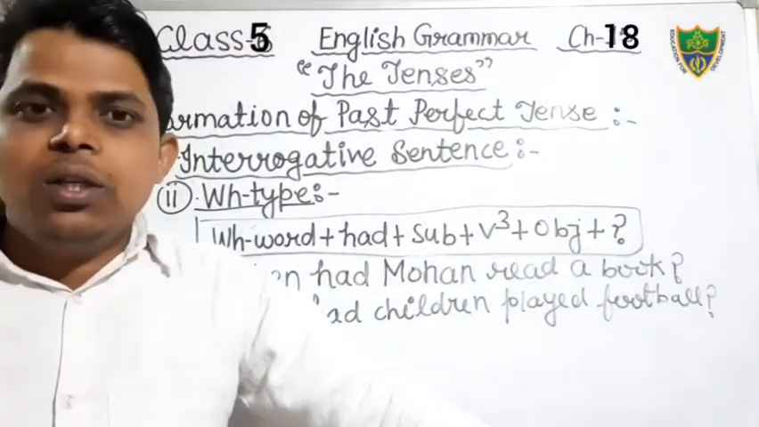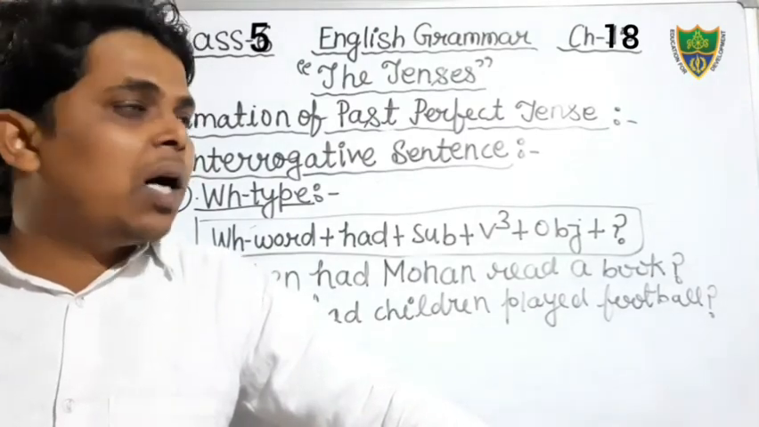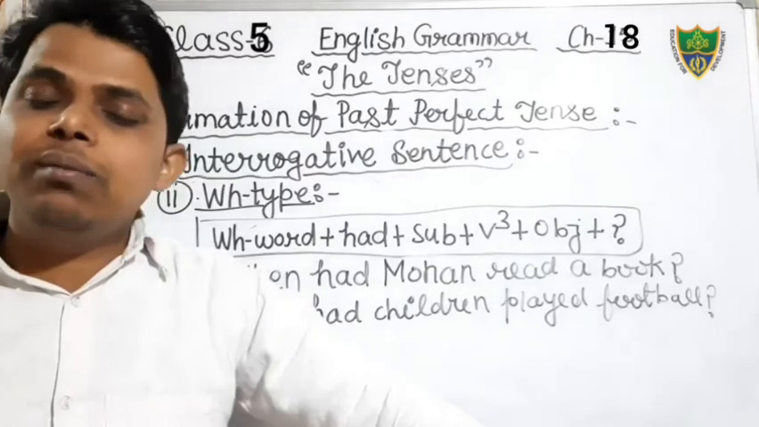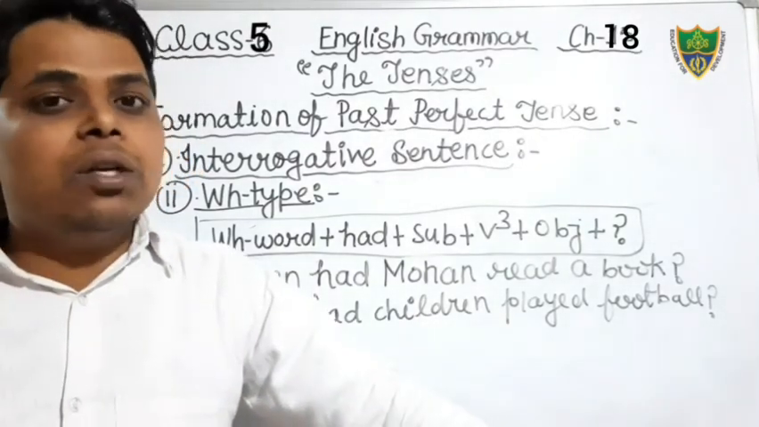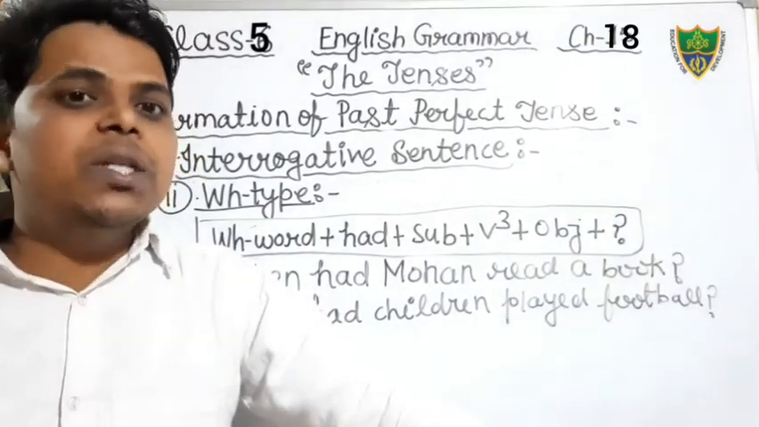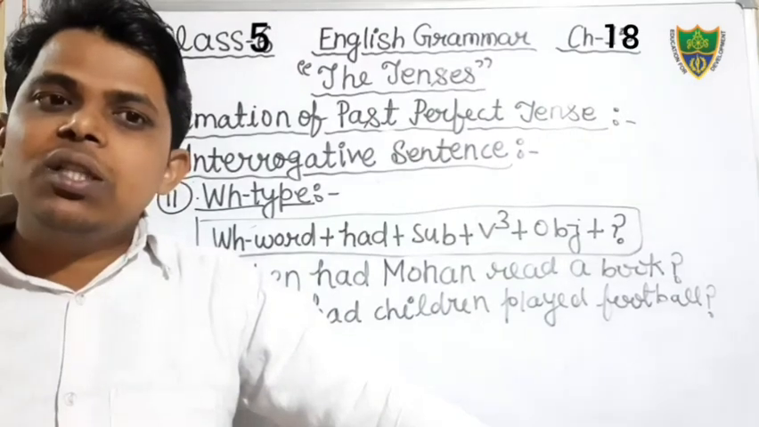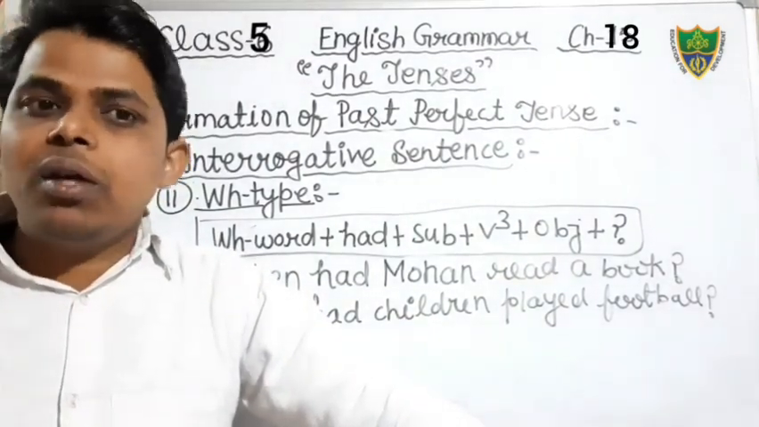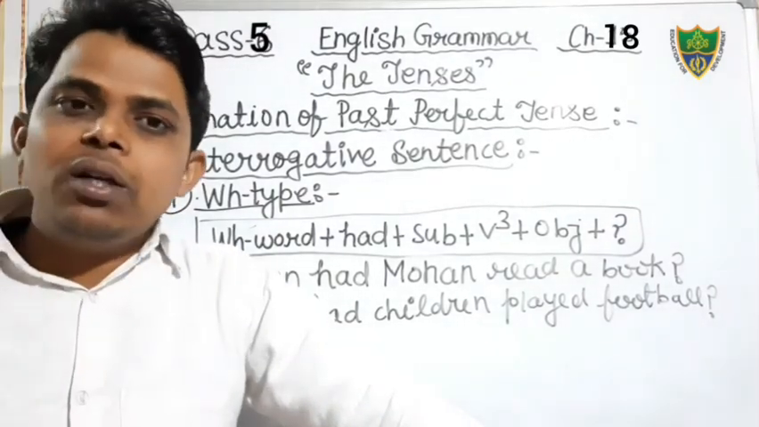Okay, dear students, today we have read past perfect tense. In past perfect tense, we have read what is meant by past perfect tense, and the formation of past perfect tense: affirmative sentences, negative sentences, and interrogative sentences. In interrogative sentences, we have read yes/no type and WH type. I hope that you all have understood the things.